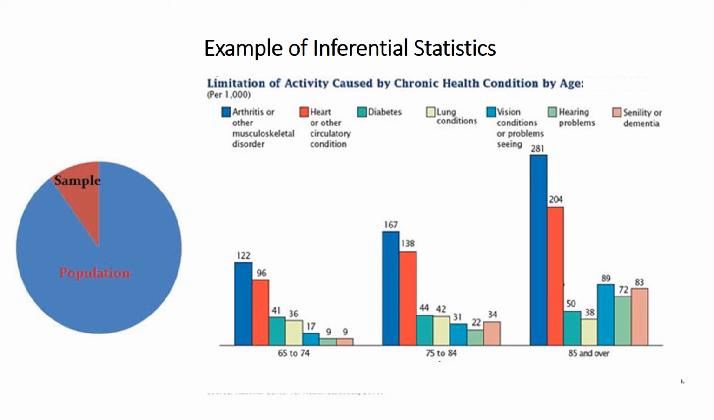Now, I'm going to assume it's the same population. It says per thousand, so that's interesting. It's out of 1,000 people. 122 out of 1,000 between the ages of 65 and 74 have arthritis conditions.